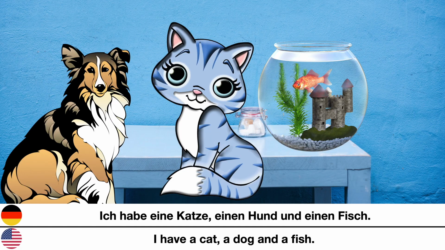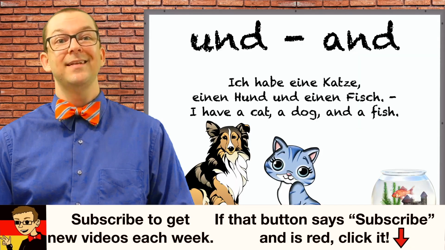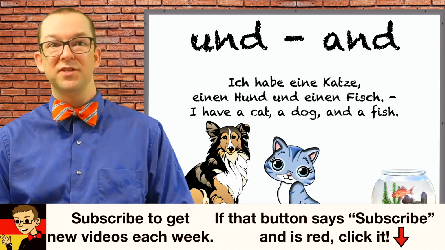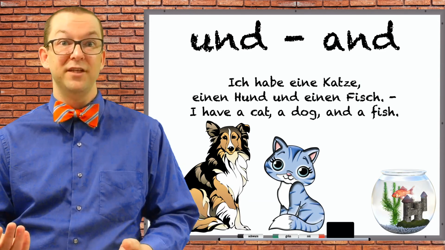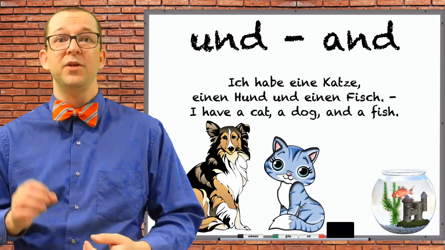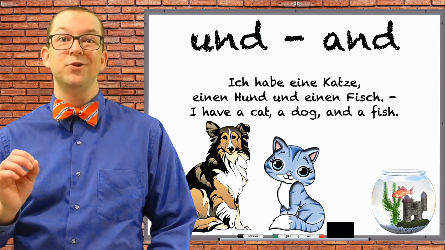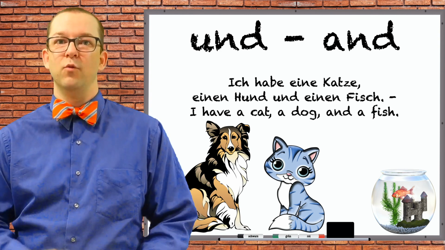Ich habe eine Katze, einen Hund und einen Fisch. I have a cat, a dog, and a fish. In this sentence, I connected 3 words with the conjunction und. It shows you that I don't just have a dog or a cat or a fish, I have all 3. You'll notice that I use the article in front of each noun. This is necessary to show the gender and case like you normally would.